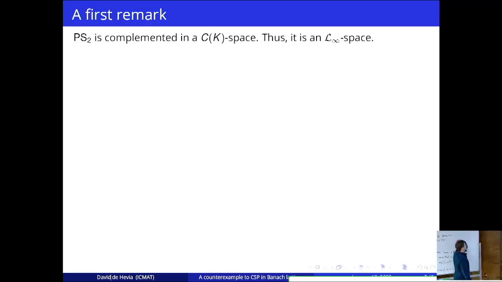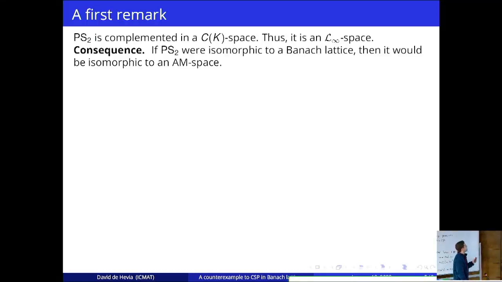Let's start with a first remark about the space of Bourgain and Salguero. It is complemented in a C(K) space, and hence it's a script L infinity space. A consequence of this fact is that if the space constructed by Alberto and Bourgain were isomorphic to a Banach lattice, then it would be isomorphic to an AM space.